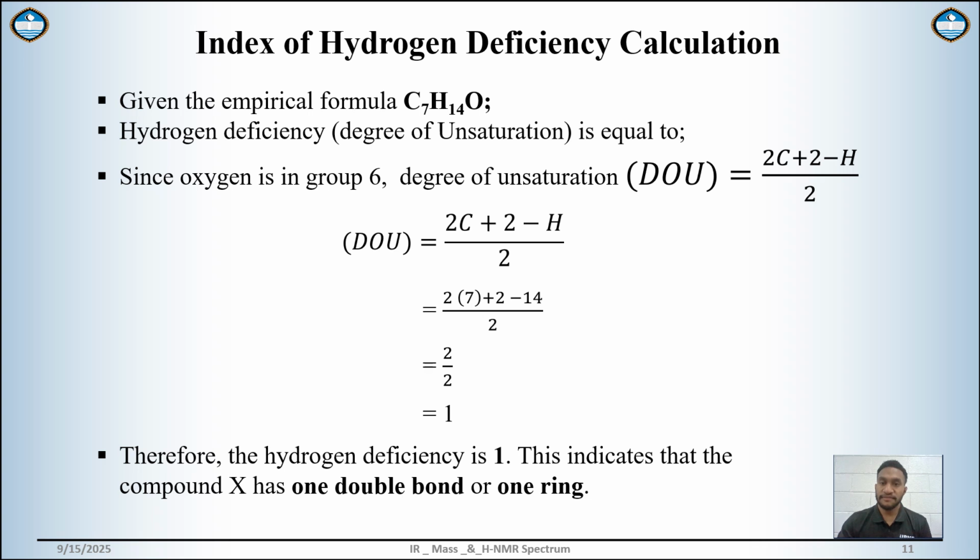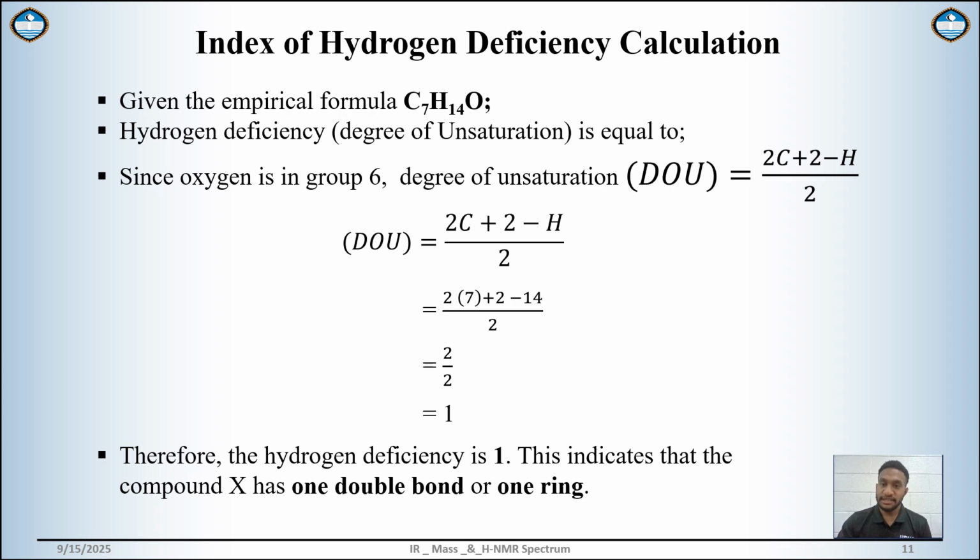Index of hydrogen deficiency calculation. Given the empirical formula C7H14O, the hydrogen deficiency or degree of unsaturation, abbreviated DOU, since oxygen is in group 6, is equal to (2C + 2 - H) all divided by 2.